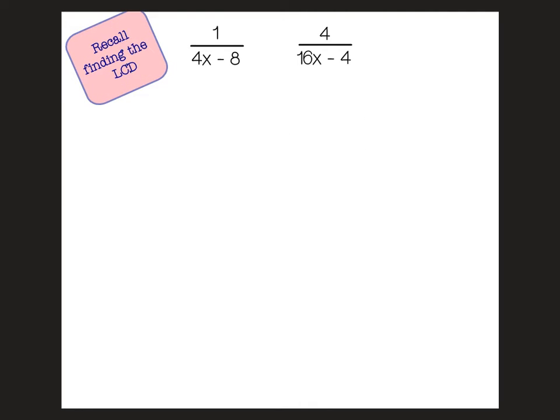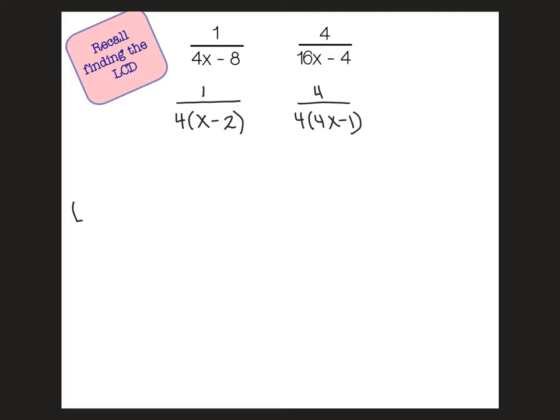We also need to know how to find a least common denominator, so if you were having a little trouble with that, here's another example. First thing we want to do is factor both rational expressions. So this first one, the denominator, I can factor out a 4. When I factor out 4, I'm left with x minus 2. The second rational expression, I can factor out 4 again, and this time I'm left with 4x minus 1.